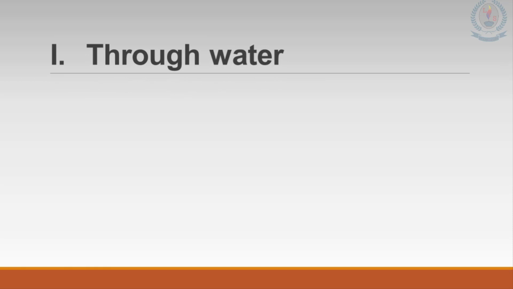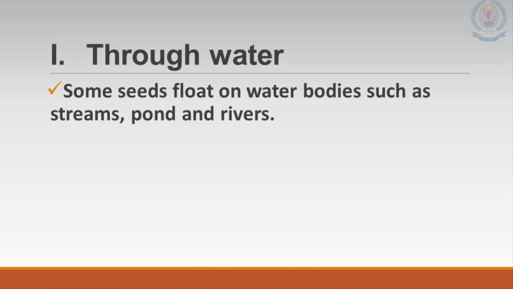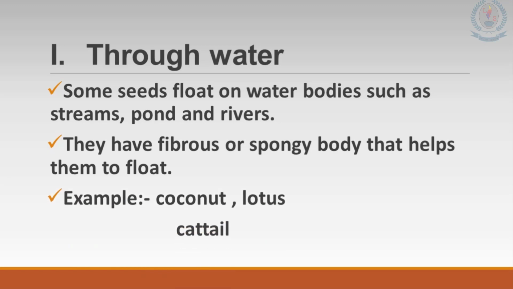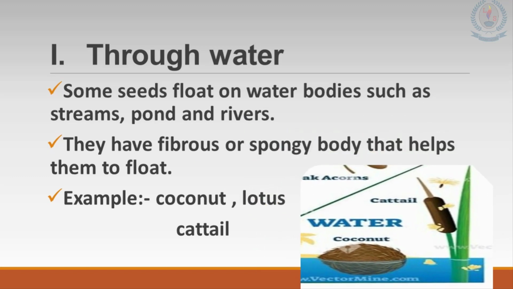The first thing is through water. Some seeds float on water bodies such as streams, ponds and rivers. To float on the water, they have a fibrous or spongy body that helps them to float. Examples are coconut, lotus and cattail.